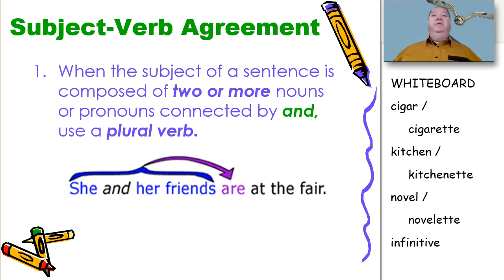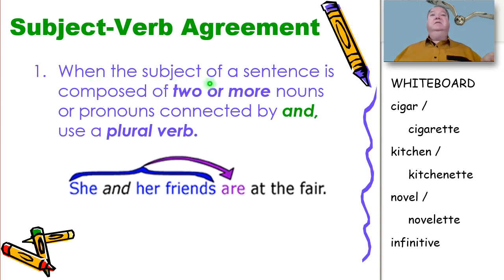Okay, so we've got some rules to go through here. And these obviously are on the slide. So just follow along with these. And of course, you can review these later. But these will explain all of the rules for subject and verb agreement.